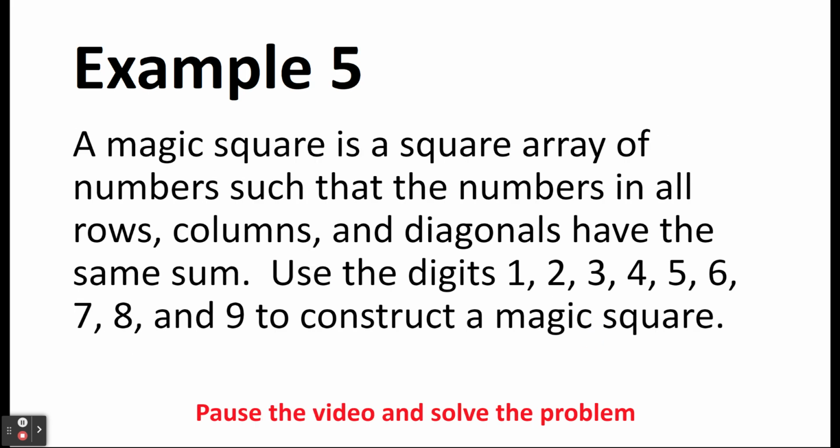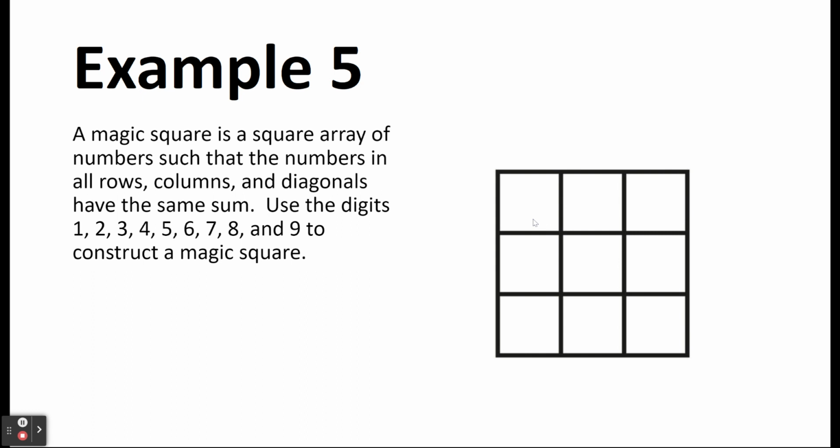Example number 5, a magic square is a square array of numbers such that the numbers in all the rows, columns, and diagonals have the same sum. Use the digits 1, 2, 3, 4, 5, 6, 7, 8, and 9 to construct a magic square. So again, a magic square looks like this. Pause the video, see if you can make a magic square.